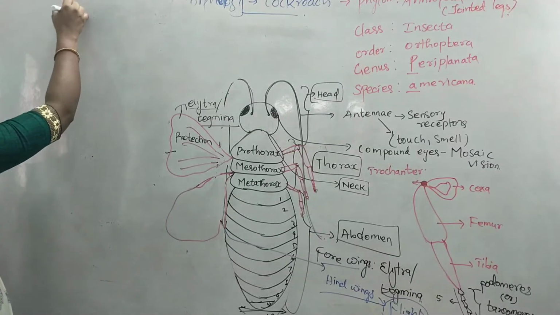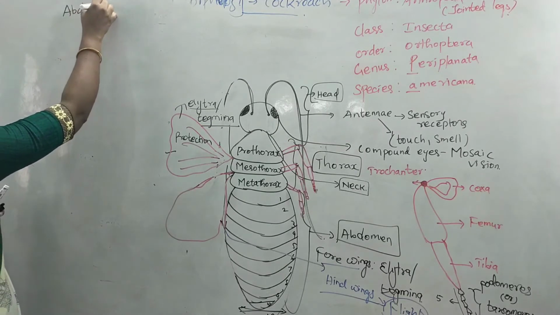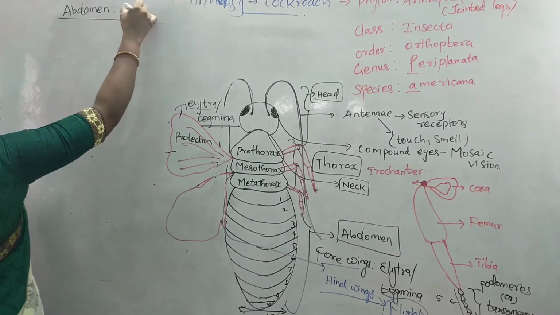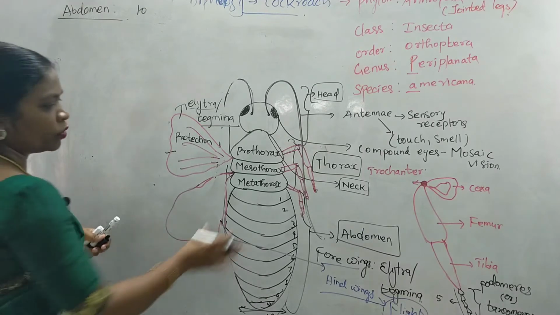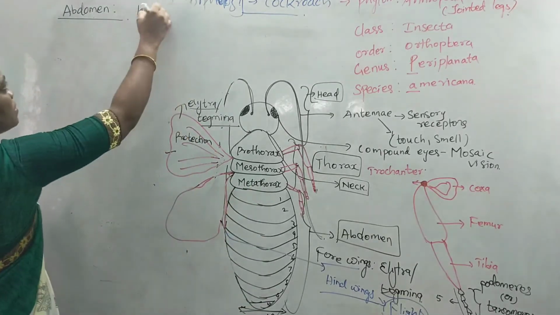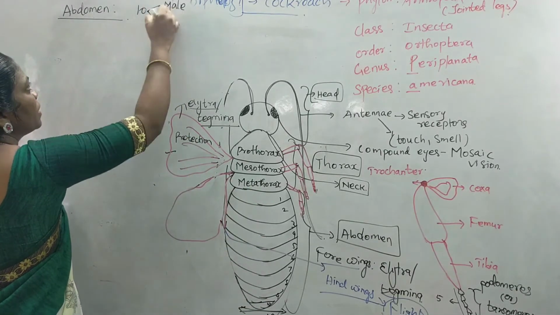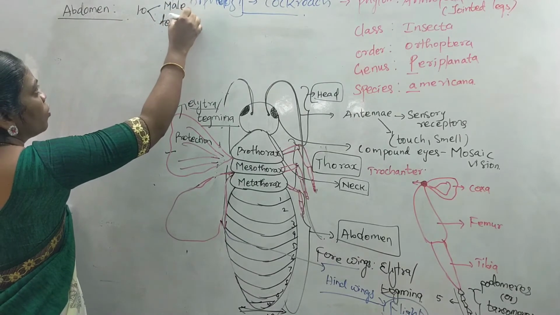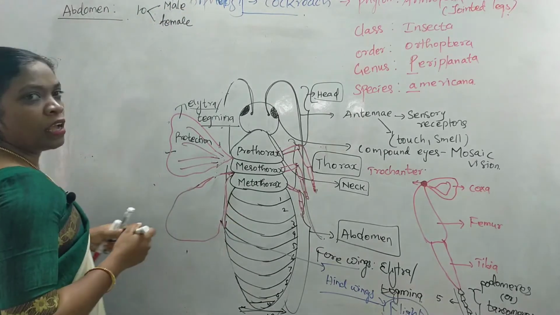The next region you are going to learn about is the abdomen. The abdominal segments are 10 in number. It is equal in both male and female. Both male and female cockroaches have 10 segments in their abdomen.